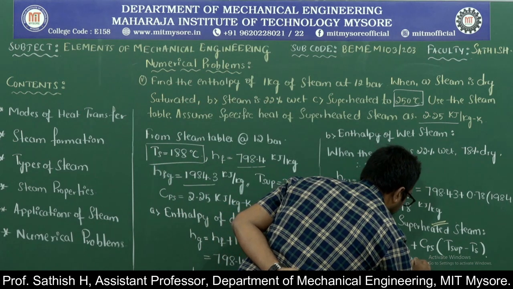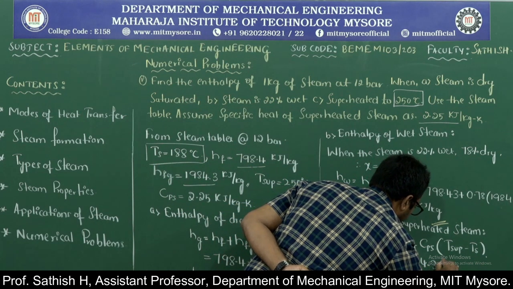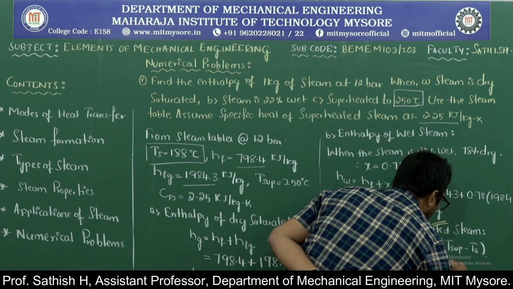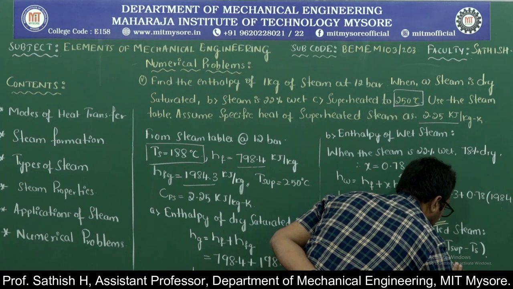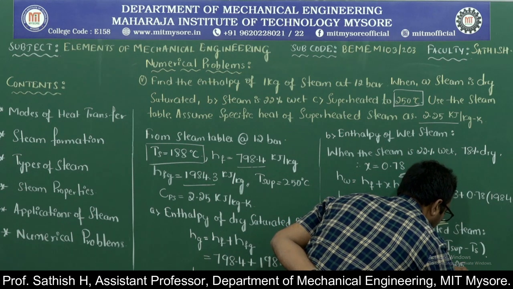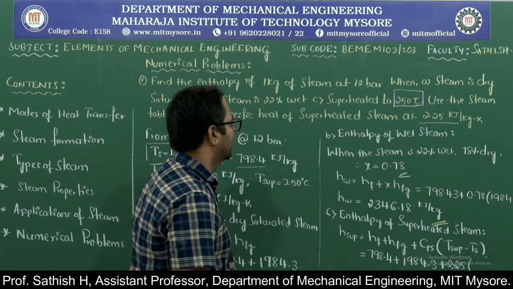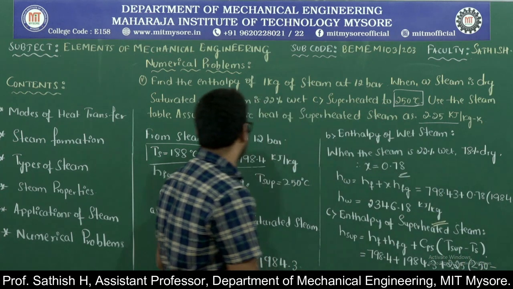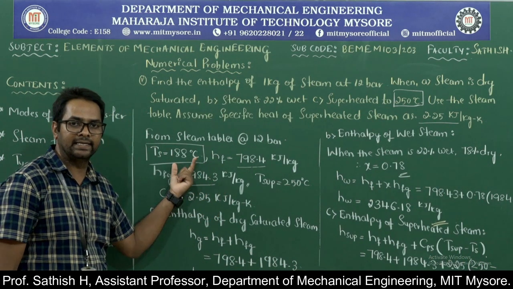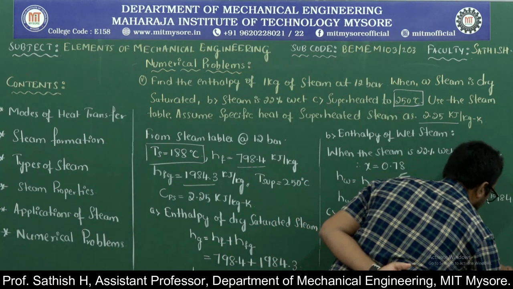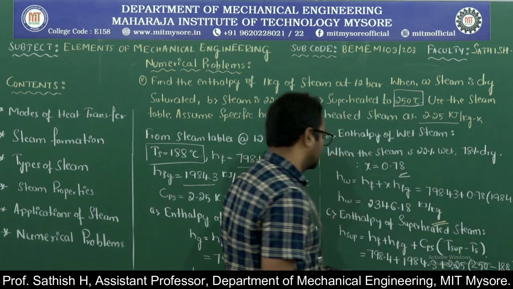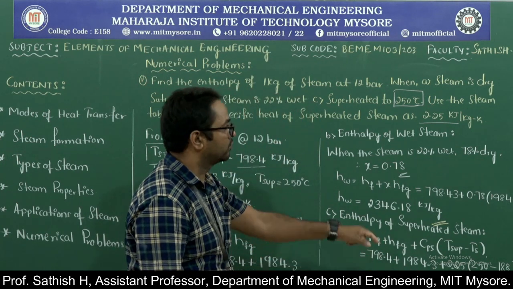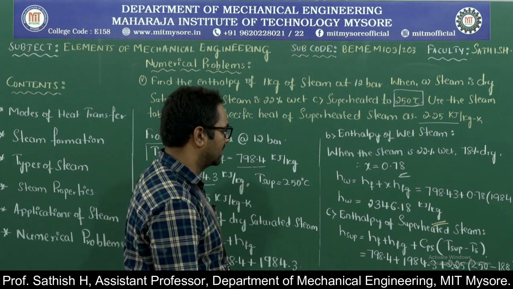plus what is Hfg, that is 1984.3, plus what is Cps, that is 2.25, that is the Cps. What is the superheated temperature, that is 250 degrees centigrade. What is the saturation temperature we got from the data handbook, that is 188 degrees centigrade. We are going to substitute that as well, 188. So we have this: 798.43 plus 1984.3 plus 2.25, that is the specific heat, into 250 minus 188.